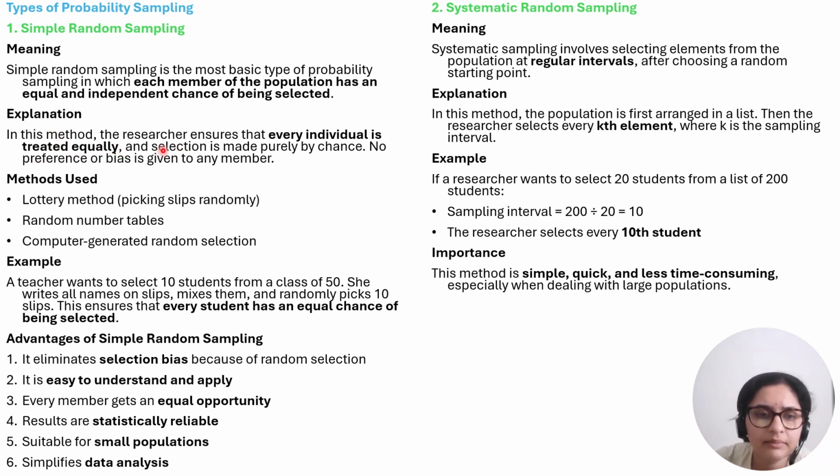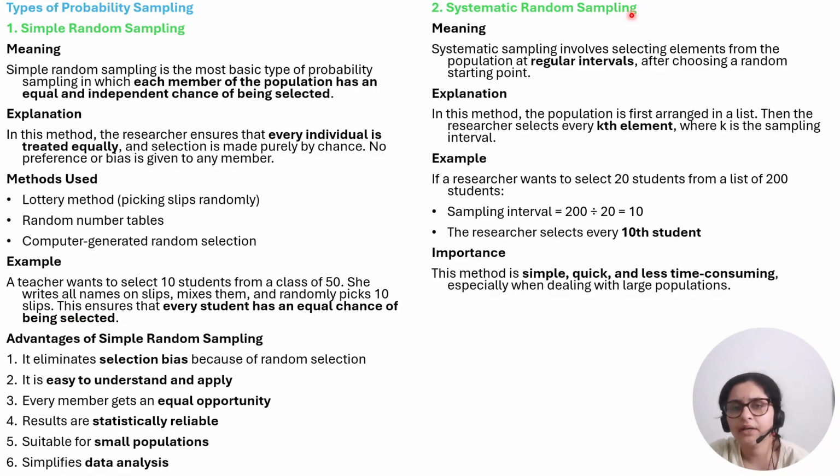In this method, the researcher ensures that every individual is treated equally. The methods are the lottery method, random number tables, and computer generated random selection. If a teacher wants to select 10 students from a class of 50, she writes all the names on slips, mixes them, and randomly picks 10 slips. This ensures that every student has an equal chance of being selected.